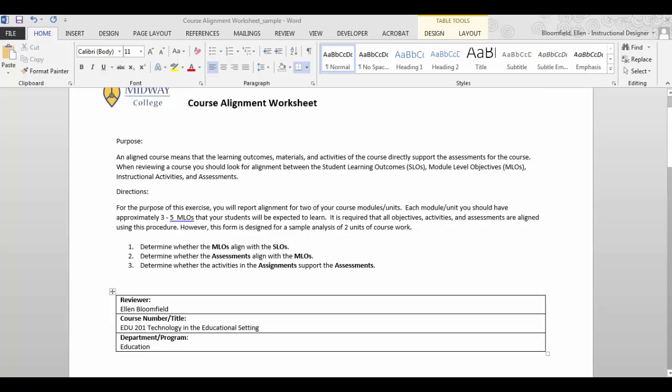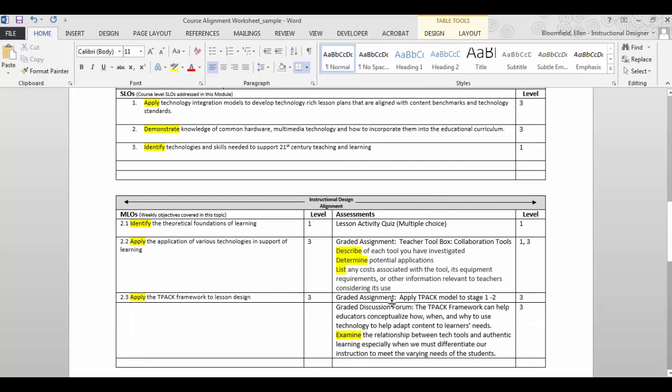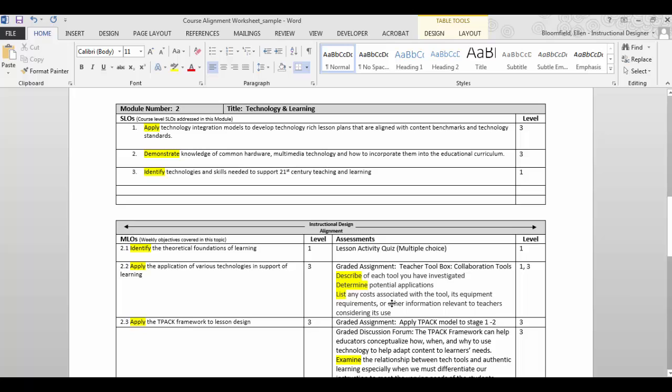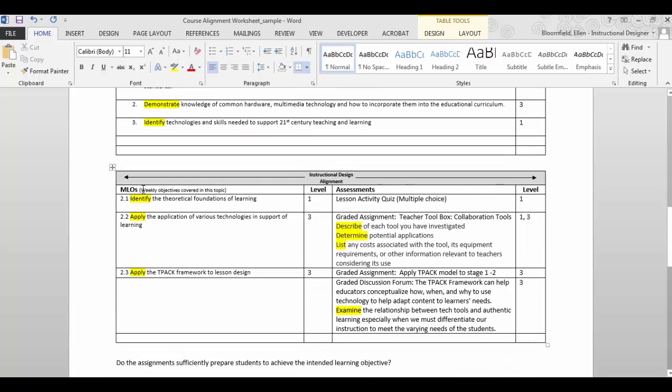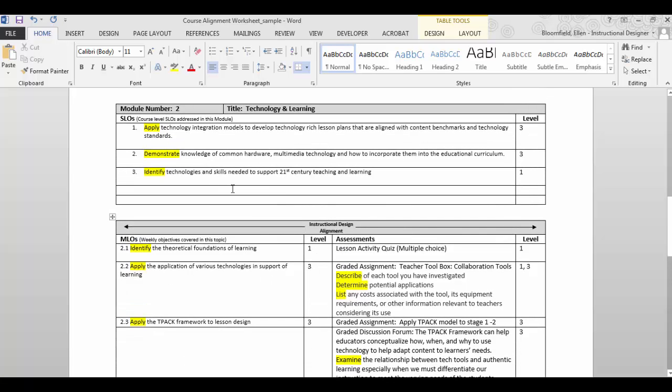Here is a sample of an alignment that I filled out for my course. To begin, you want to determine whether the MLOs align with the SLOs. For viewing purposes, I have highlighted the key words for the course components. Apply, demonstrate, identify. Those are my SLOs. Here are my MLOs, and I want to make sure that these align with the SLOs up here.